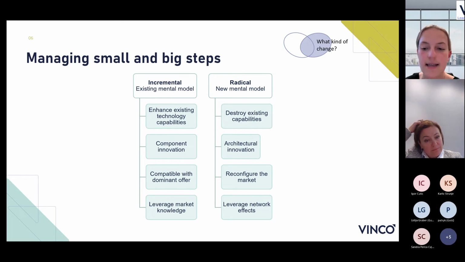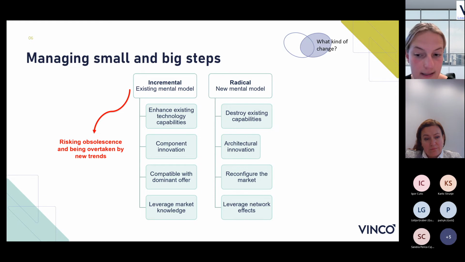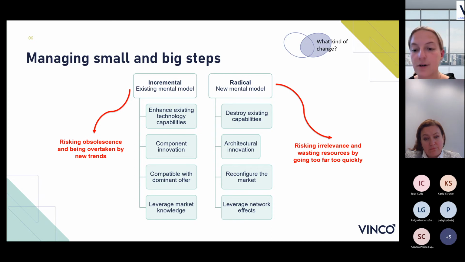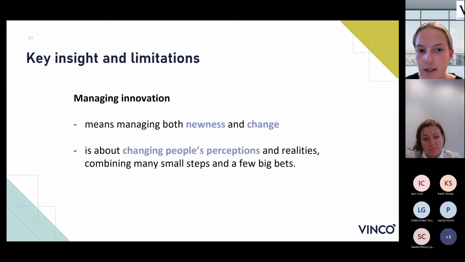On this slide, you can see that incremental and radical innovation have very different characteristics. I will not go through them, but what is interesting is that they do not share the same limitations. Incremental innovations risk obsolescence and being overtaken by new trends, while radical innovations risk irrelevance and wasting resources by going too far too quickly. So again, here, the third key insight is that managing innovation means managing both newness and change, as I explained, and is also about changing people's perceptions and realities.